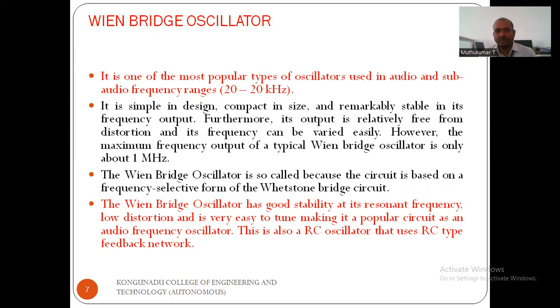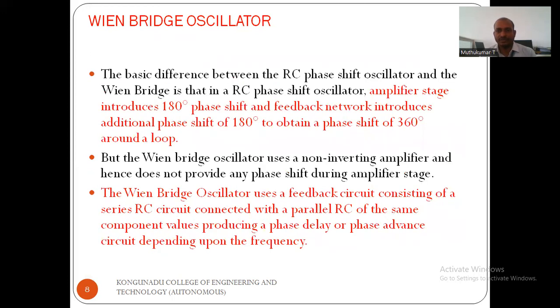So the Wien bridge oscillator is another type of oscillator. The frequency range is 20 Hz to 20 kilohertz. The Wien bridge oscillator has good stability of its resonant frequency, low distortion, and is very easy to tune, making it a popular circuit. The difference between the RC phase shift oscillator and the Wien bridge oscillator is that in the RC phase shift oscillator we use the amplifier in inverting mode, but in the Wien bridge oscillator we use a non-inverting amplifier. Therefore, the phase difference from the feedback network is only 0 degrees.